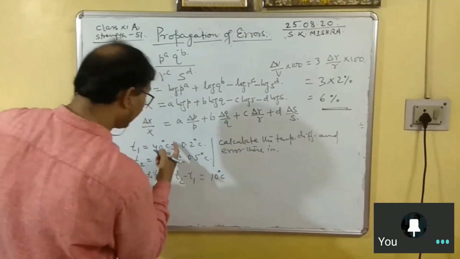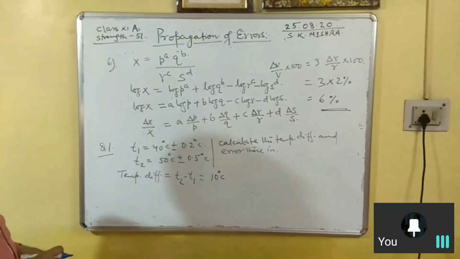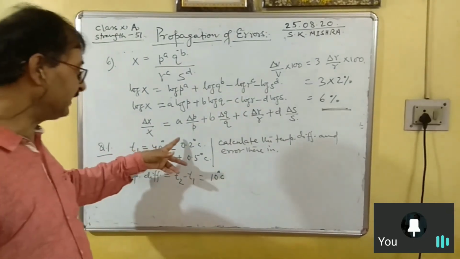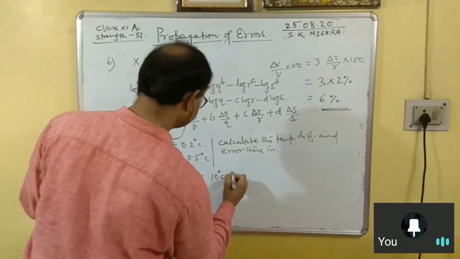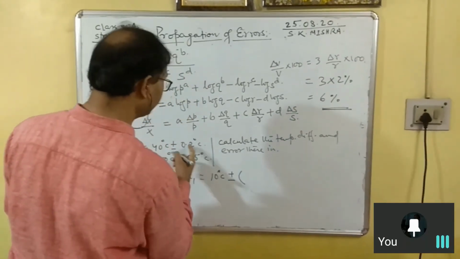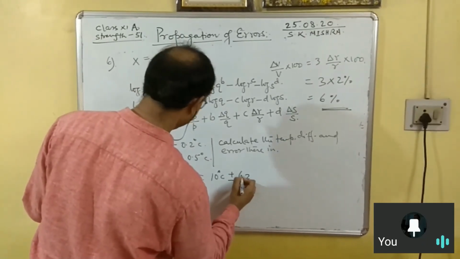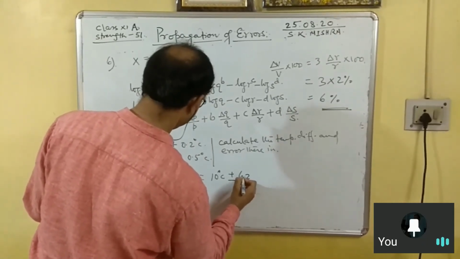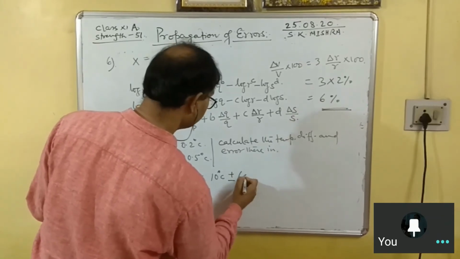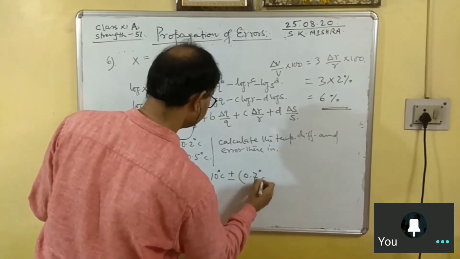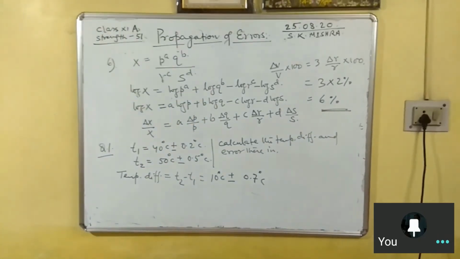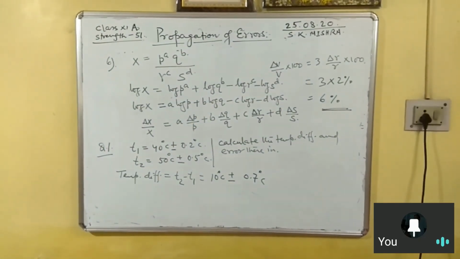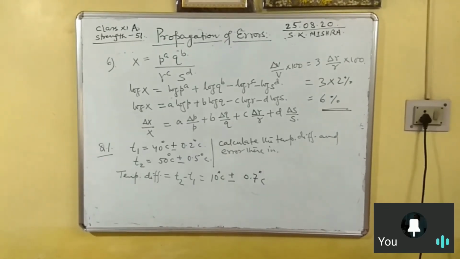And then for the error part, we are not going to subtract. Rather, we will add these two absolute errors. So then plus minus error part is 0.7, not 2.5, 0.7 degrees Celsius is the error part. So the temperature difference can be represented as 10 degrees Celsius plus minus 0.7 degrees Celsius. Yeah?